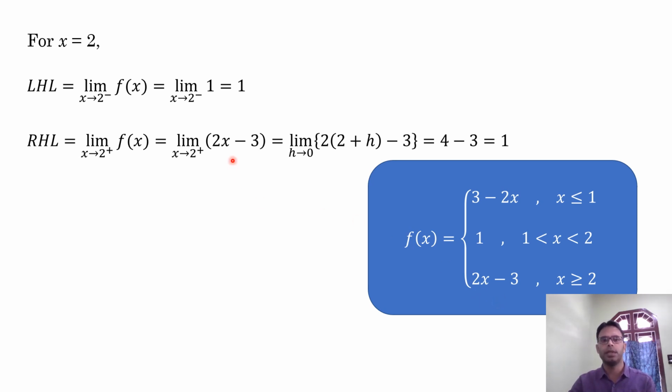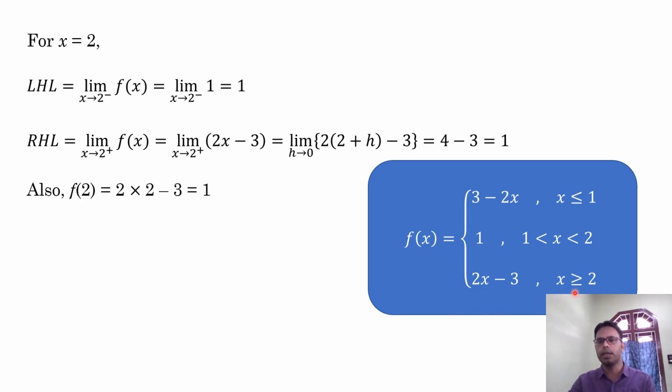minus 3. Here we have to make h, h tends to 0, then x is replaced by 2 plus h, and minus 3 remains as it is. Then h is 0, so 2 into 2 is 4, 4 minus 3 is equal to 1. So left hand limit is 1, right hand limit is also 1, so both are equal. Now the function value f(2), f(x) at x equal to 2.